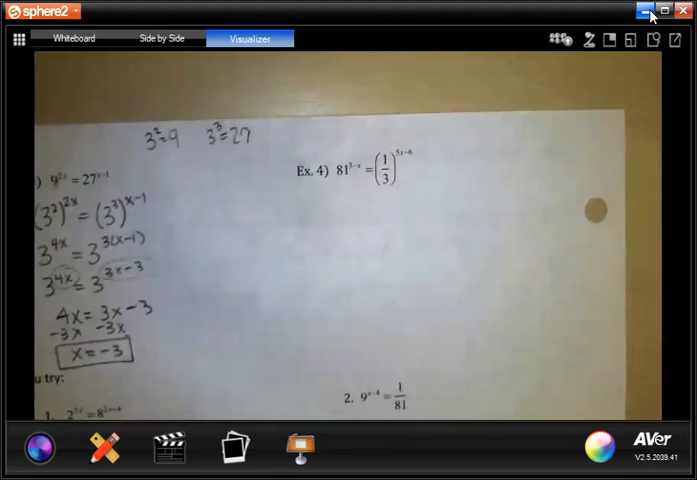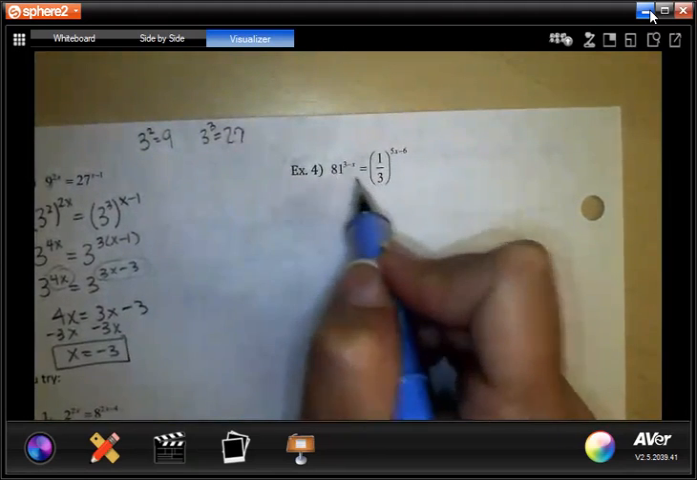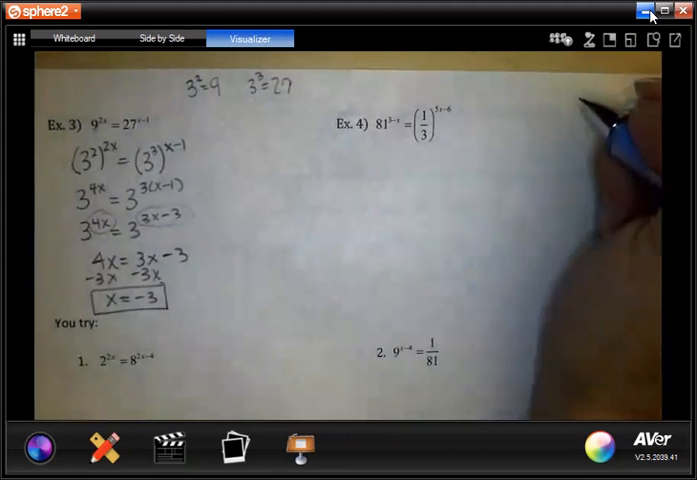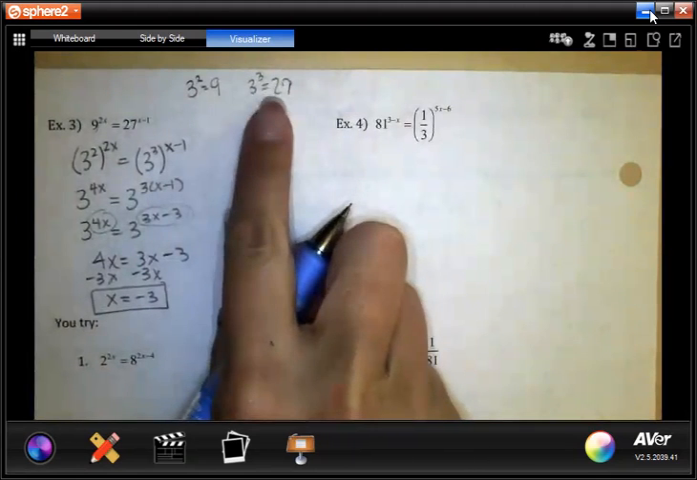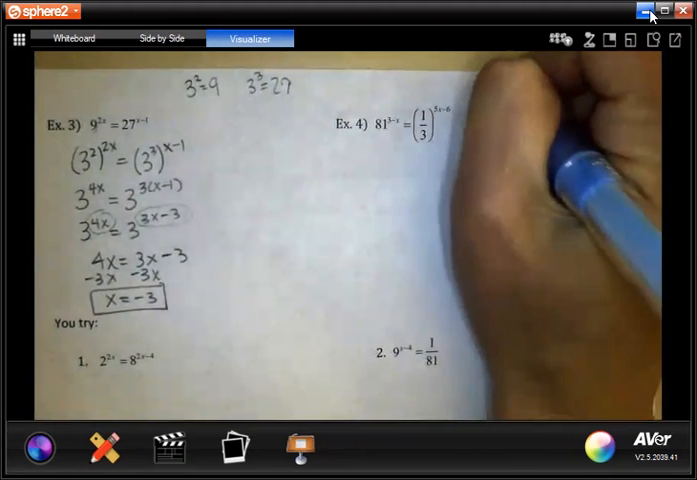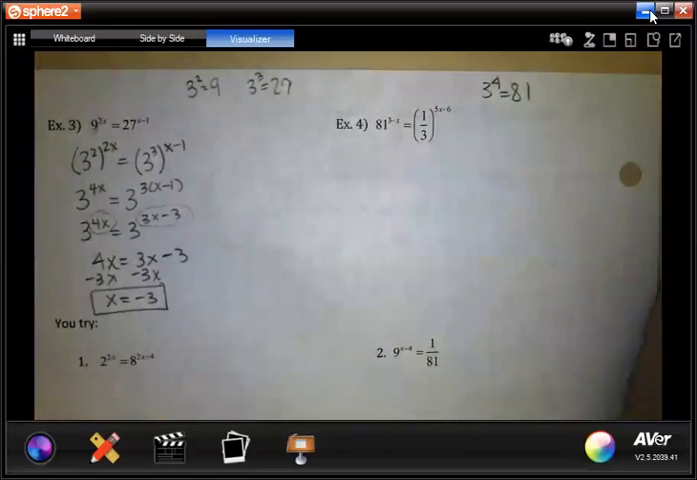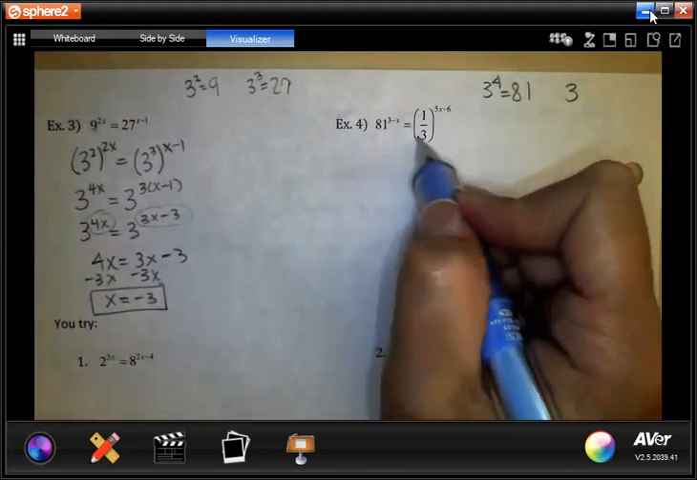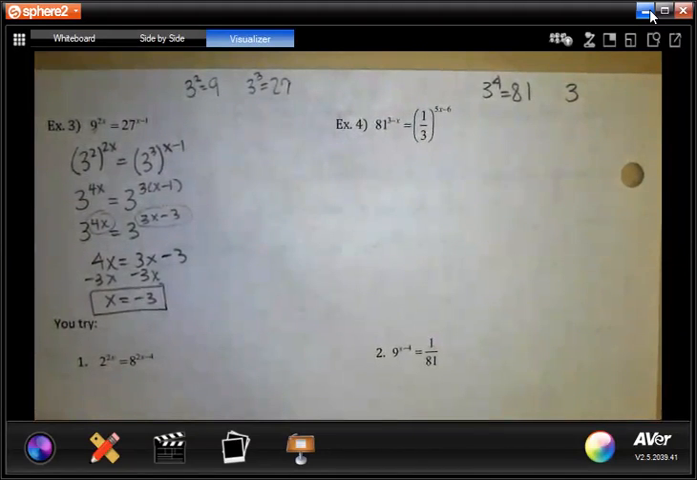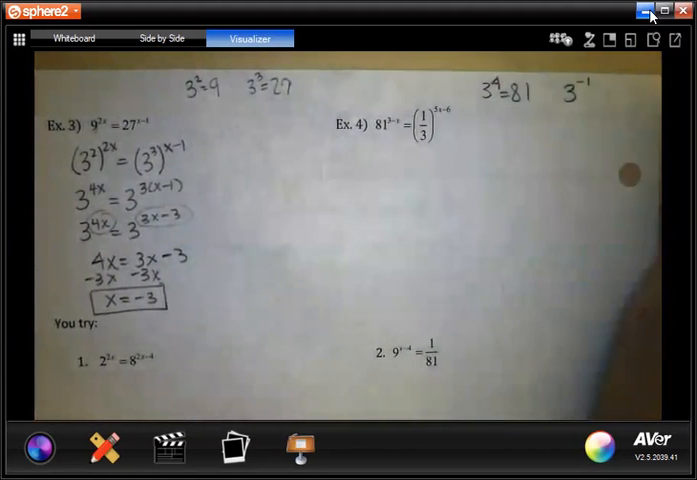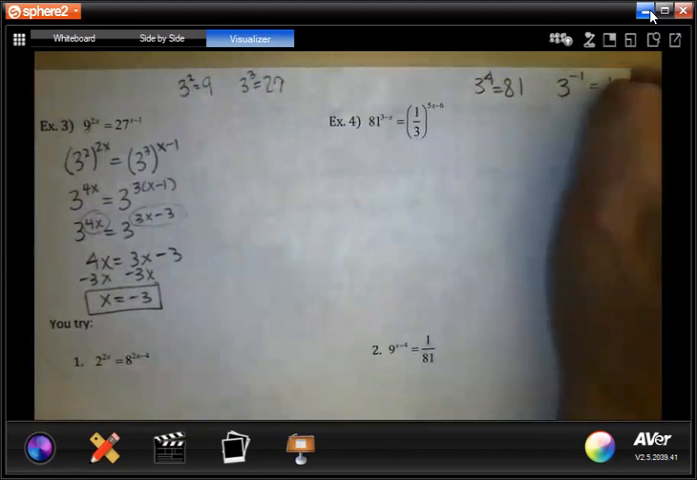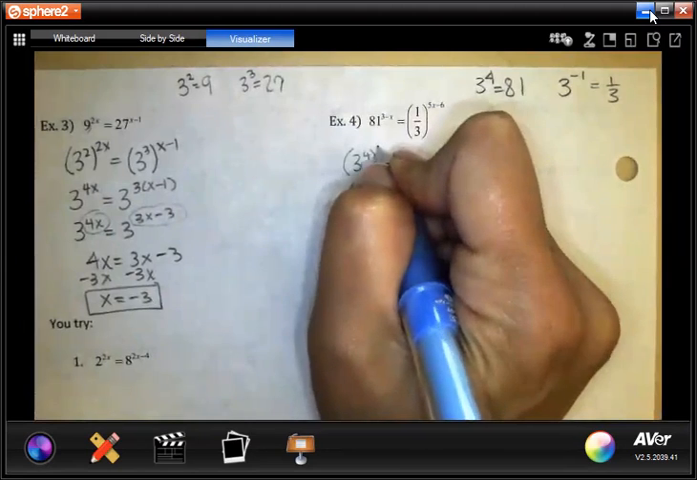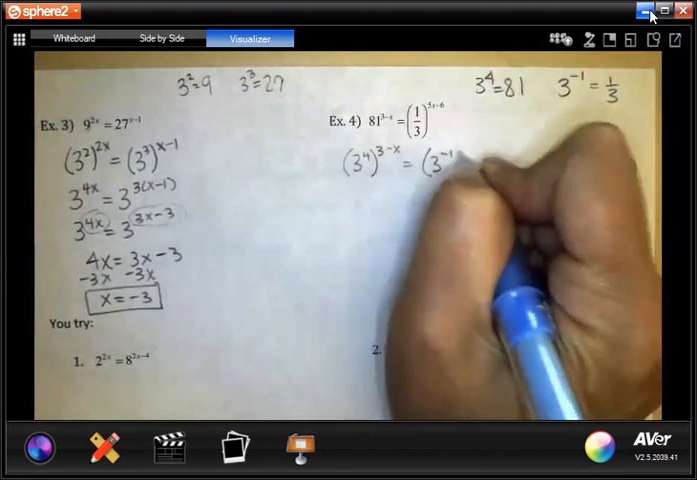All right, we'll try another one here. We need to get the same base between 81 and 1/3. This one's a little bit harder to think through, but we can do it. We know 3 to the 3rd was 27 over here. Well, 3 to the 4th is 81. And then to get this to have a base of 3, well, we know when we have a negative exponent, it does the reciprocal. So we're going to have a negative 1 here. That's what gives me 1/3. So I can set this one up as 3 to the 4th, and I can set this one up as 3 to the negative 1.